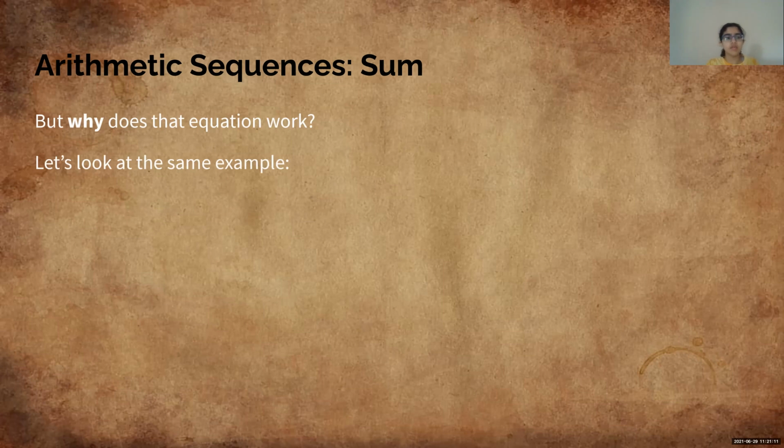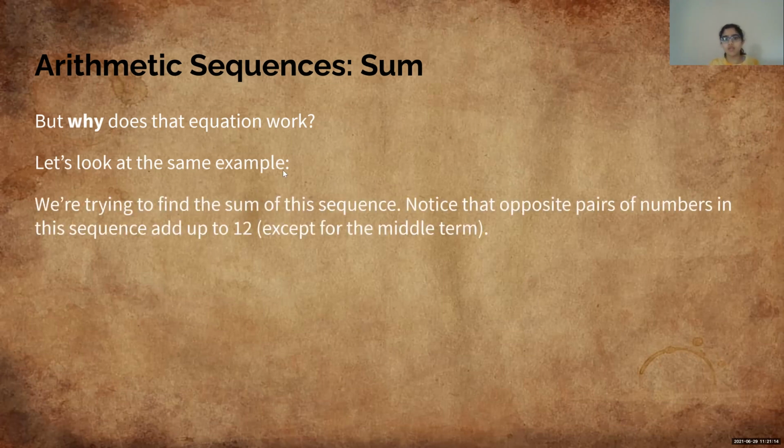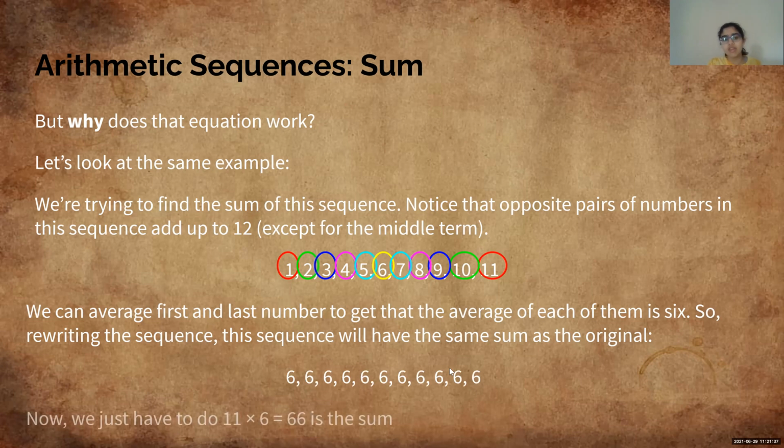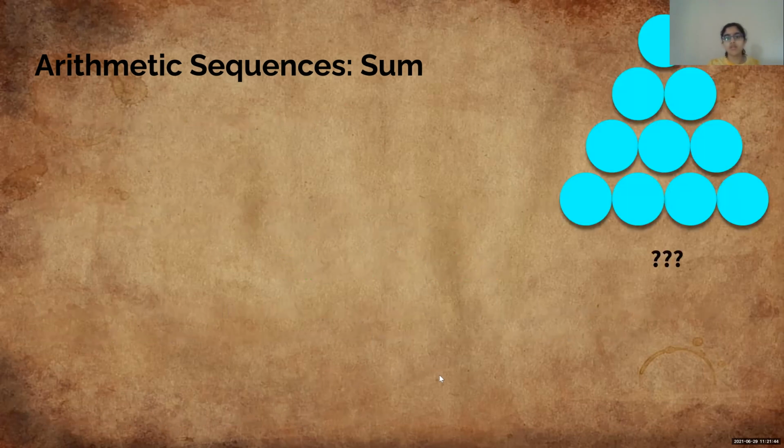Let's look at the same example. We're trying to find the sum of the sequence. Notice that the opposite pairs of numbers in the sequence add up to 12, except for the middle term. So 1 and 11, 2 and 10, 3 and 9, 4 and 8, 5 and 7, and 6, right? They add up to the same amount. So we can average the first and the last number to get the average of each of the terms. So now we get 6, 6, 6, 6, 6, 6, 6. Now all we have to do is 11 times 6, which is the average of each term, and we get 66 as the sum.